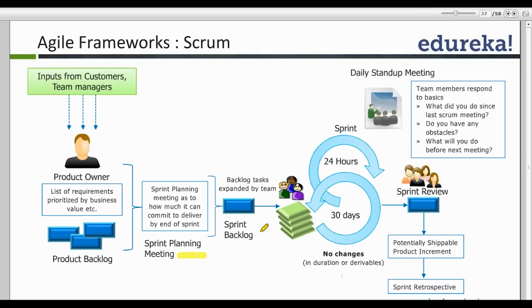Now, if my sprint is say 1 month or 2 weeks, every 24 hours my team meets together at the same place and conducts what is called a daily stand-up meeting. In a daily stand-up meeting, the team answers 3 questions. What did we do since yesterday or the last Scrum meeting? What will we be doing before our next Scrum meeting? And are there any impediments or roadblocks coming in the way? Now remember one thing, a daily stand-up meeting or daily Scrum meeting should not end up with a solutioning exercise.